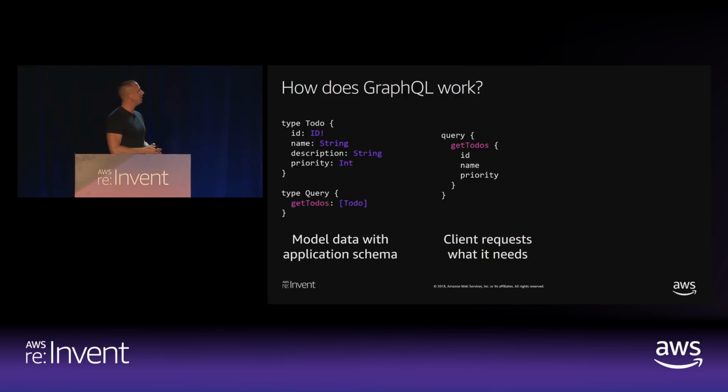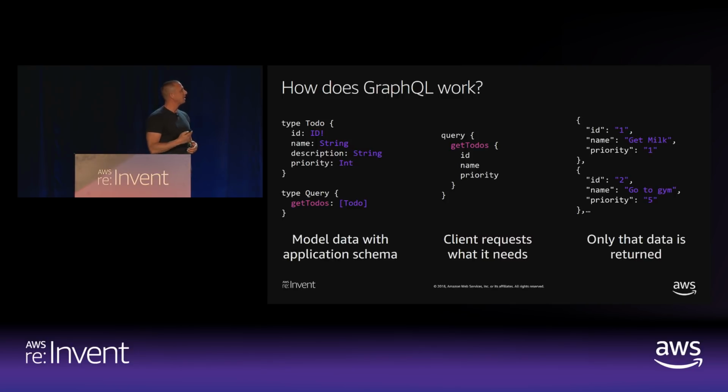So you create your schema. You then have the client request whatever data that you like. Here we're just calling a get to-dos query. And then only the data that you would like to return gets returned. So even though we created this type of to-do with a description, we don't actually have to fetch that description. We can only fetch the ID if we'd like, or maybe the ID and the name.